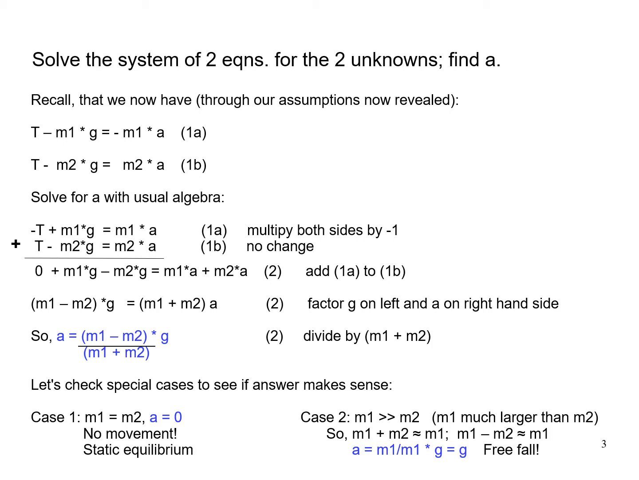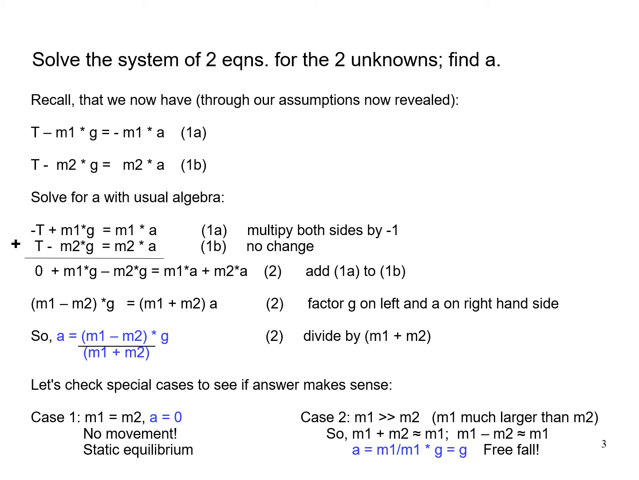Now, let's check two special cases to see if our answer accords with our intuition of pulley dynamics. In our first special case, let the masses be equal. That is, let m1 equal m2. In our equation for acceleration, the numerator goes to 0, which means that our acceleration is 0. And this means that our masses do not move. And if our masses are the same, we would expect them to exactly balance each other and not move. So this checks out.